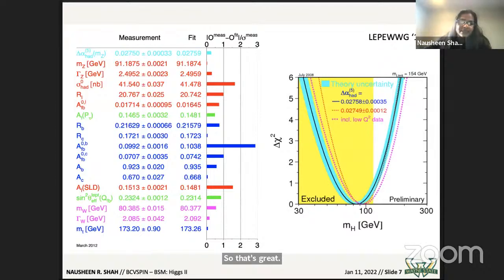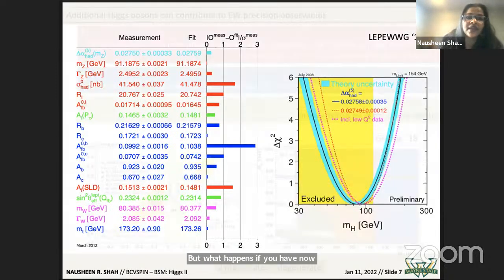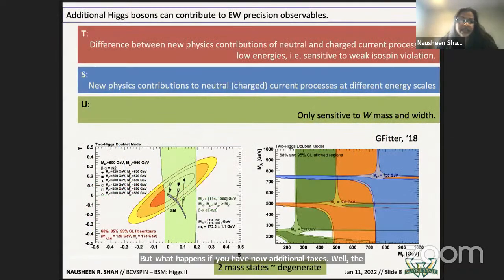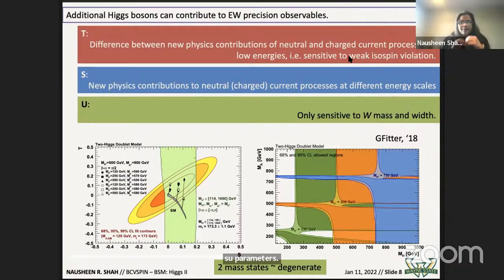But what happens if you have now additional Higgses? Well, the thing is that if you did have additional Higgses, they could also contribute to various electroweak precision observables. So the main way we do this is parameterize this in terms of these STU parameters. And I define what these things are here.